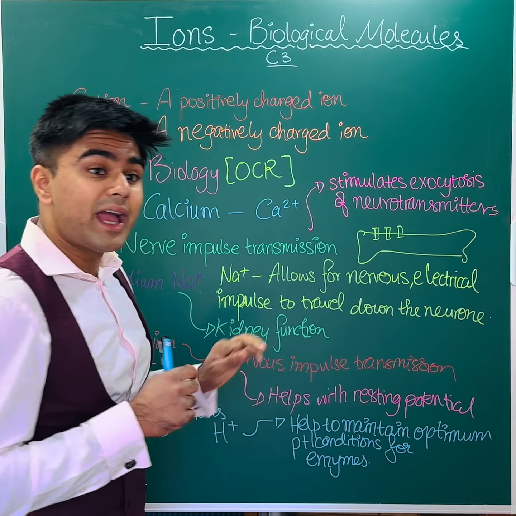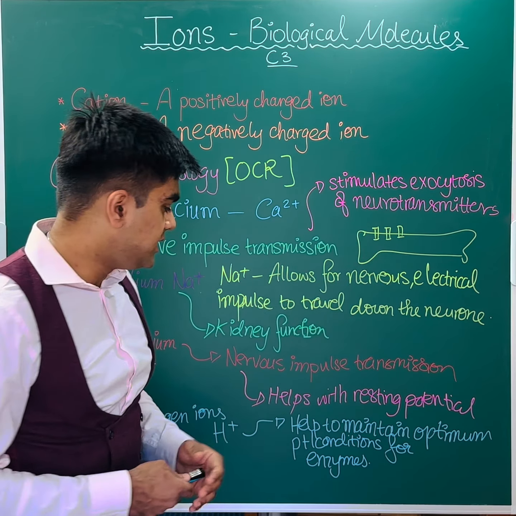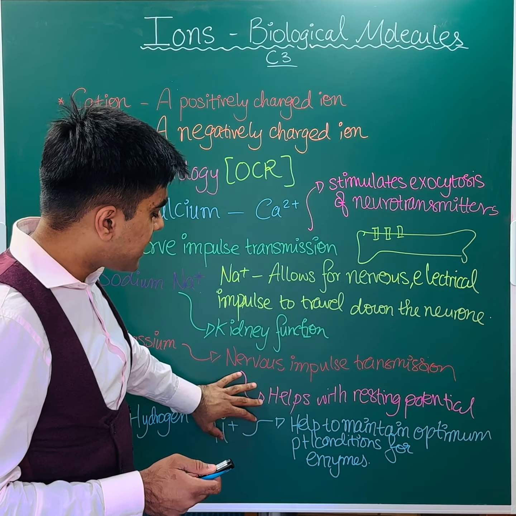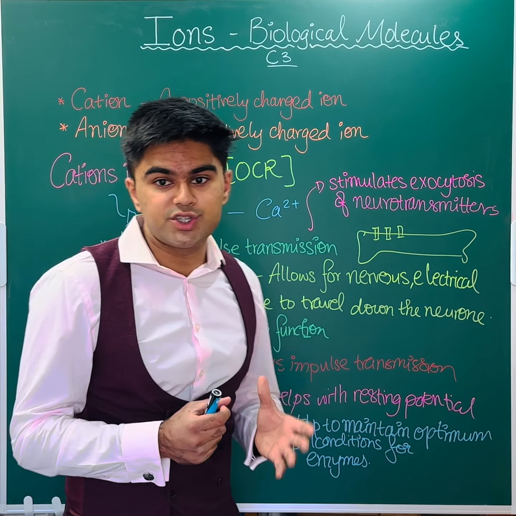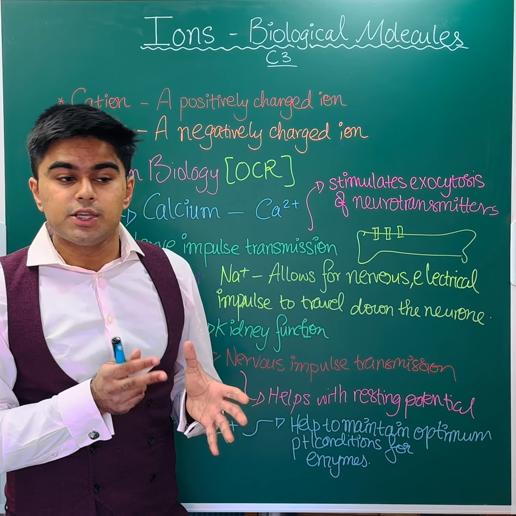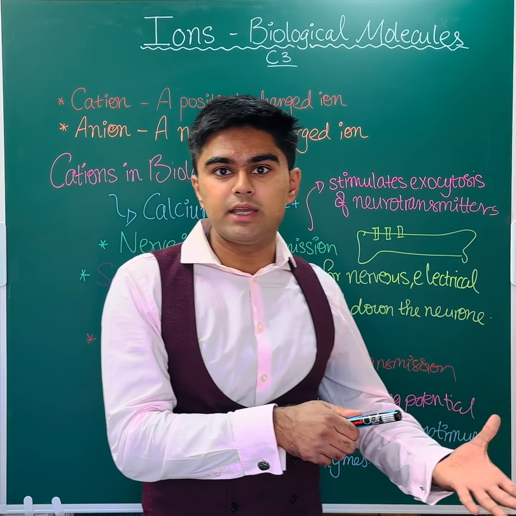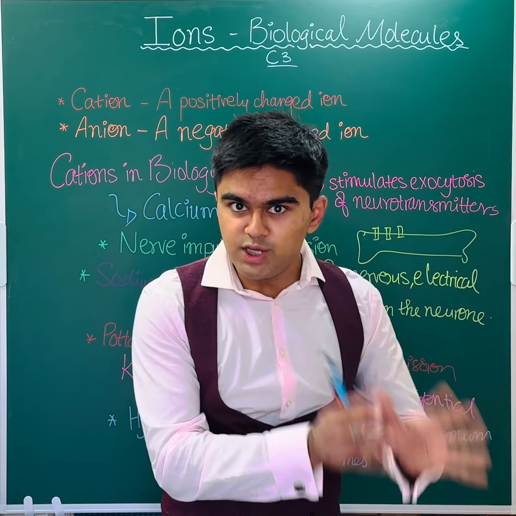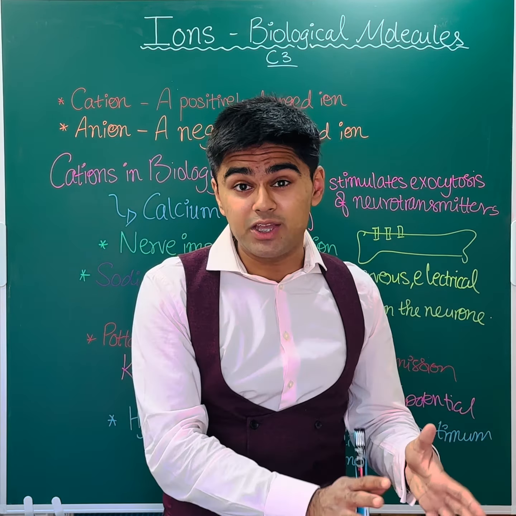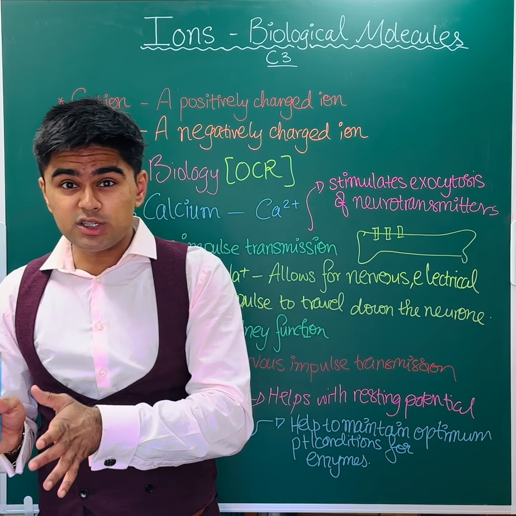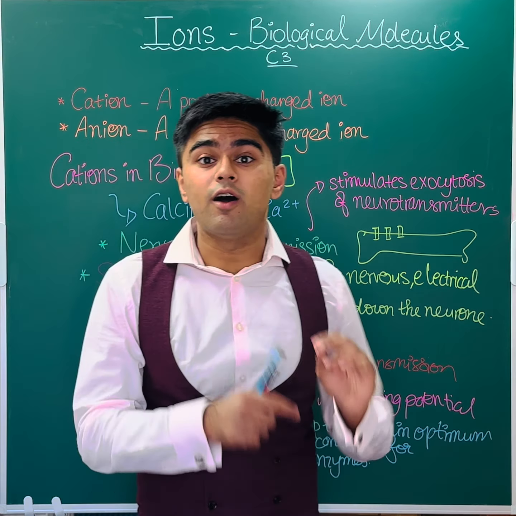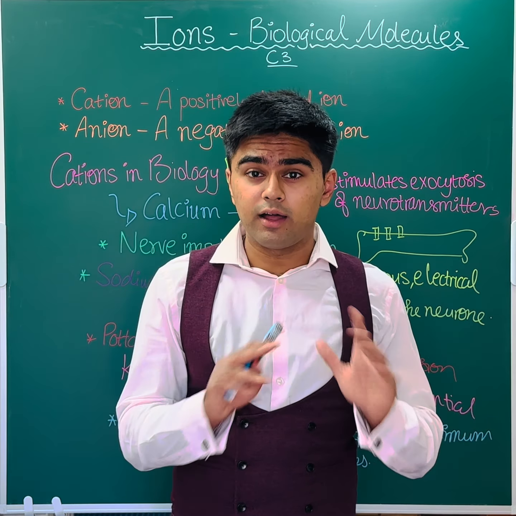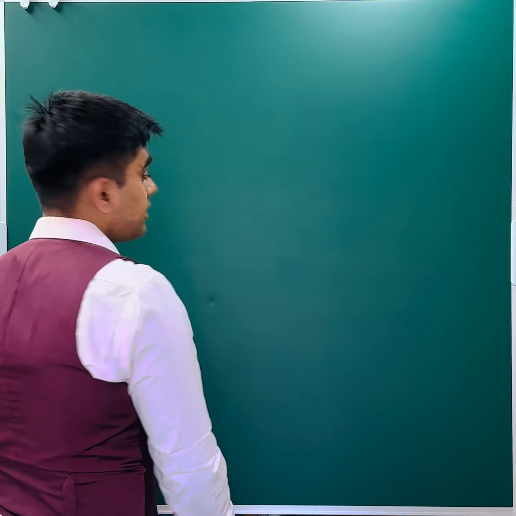Now, the final ion, a cation I need you to remember, is the hydrogen ion, so H plus ions. H plus ions allow for optimum conditions to be maintained for enzymes. So, different enzymes require different pH. H plus concentration dictates pH. If H plus ion concentration dictates pH, then that means your H plus ions dictate the activity of enzymes. As simple as that, okay? Those are all of your cations covered. Now I'm going to flip to the anions, okay?